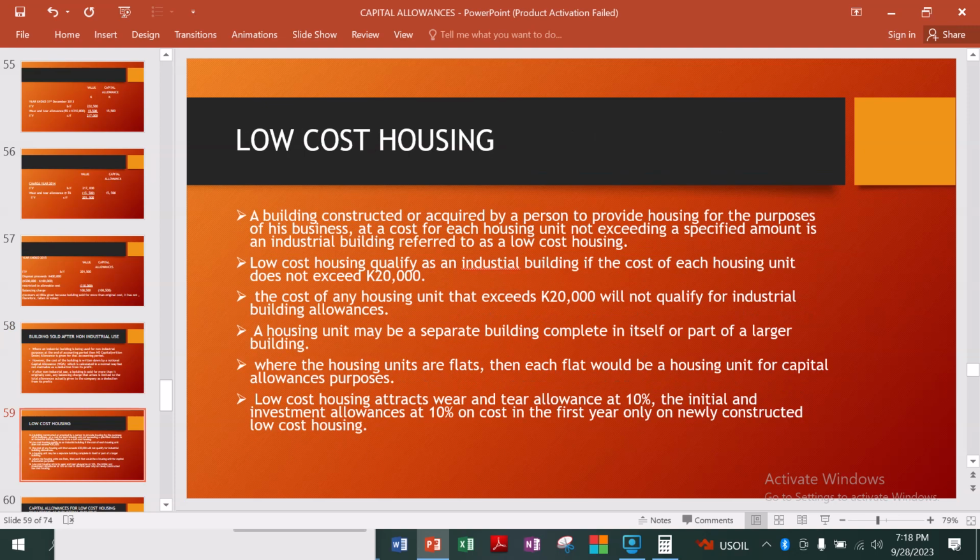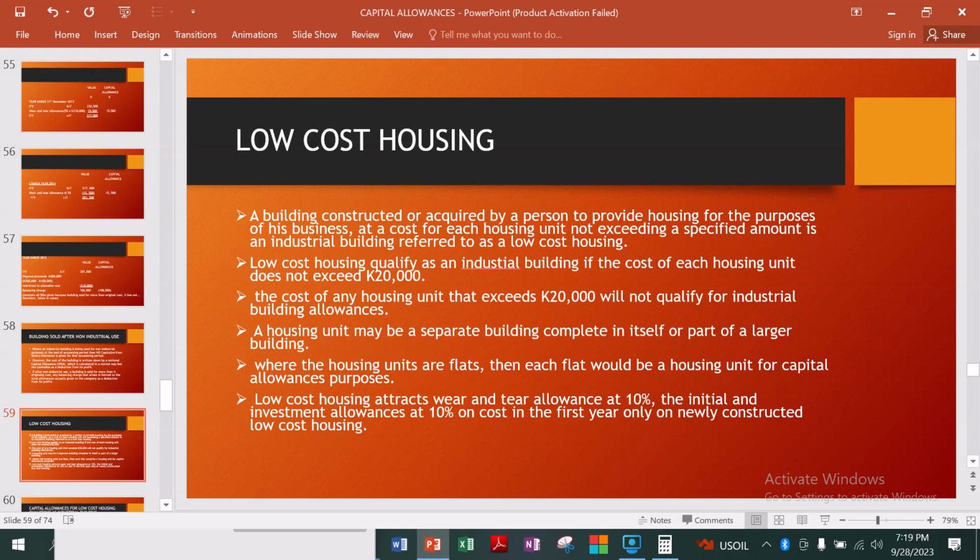Okay. So I did mention the issue of low-cost housing. Again, I want to emphasize the following points on low-cost housing. One, a building constructed or acquired by a person to provide housing for the purpose of his business, at a cost of each housing unit not exceeding 20,000 to be specific, is an industrial building referred to as low-cost housing.